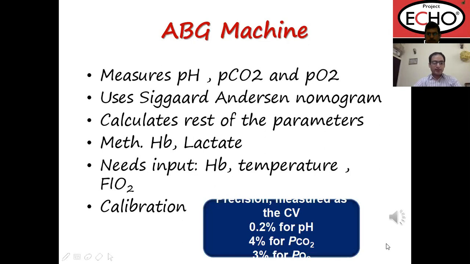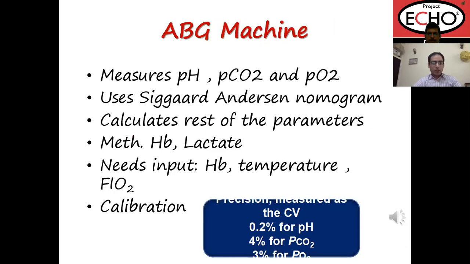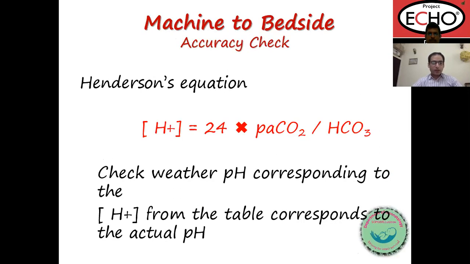So here you can see there is a set definition of the coefficient of variance. Now, a simple test to know whether your machine is really calibrated or not. Next slide, please. It is governed by the Henderson equation, where you can calculate the number of H positive ions by the formula 24 times PaCO2 divided by bicarb. Once you calculate this H positive ion, then next slide, please.